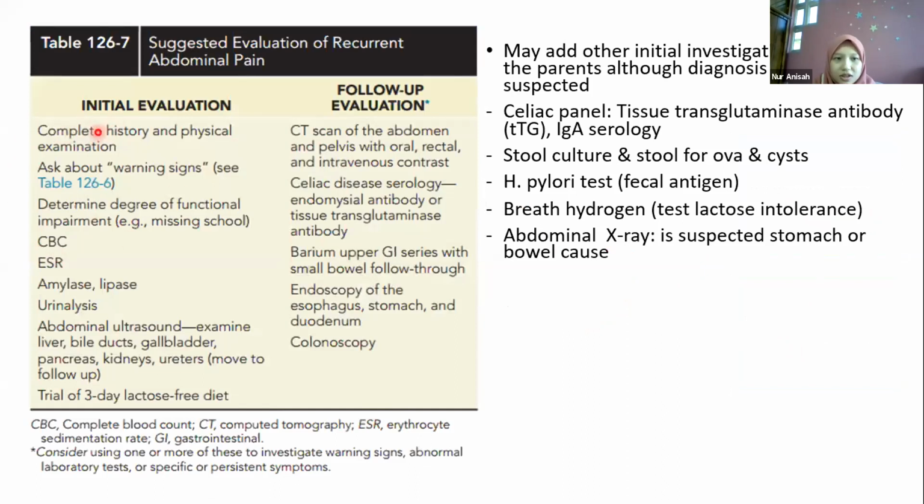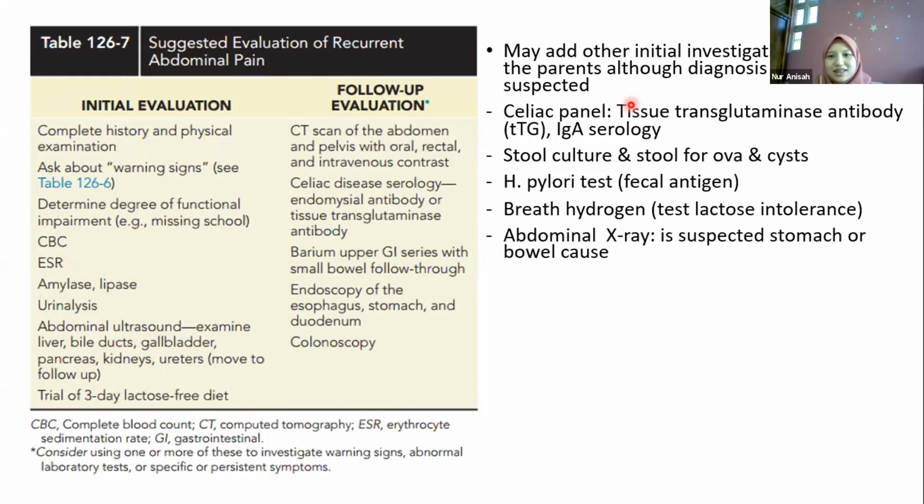First, like I said before, for initial evaluation, we start with history plus warning signs, and then we assess for functional impairment, like missing school before. Then we can proceed with the investigations: full blood count, ESR, amylase, lipase, urinalysis, and abdominal ultrasound to examine the liver, bile duct, gallbladder, pancreas, kidney, or ureter. While waiting for the investigations, we can also do a trial of a 3-day lactose-free diet to suspect any lactose intolerance. If there is any improvement in the symptoms, we can suggest lactose intolerance.